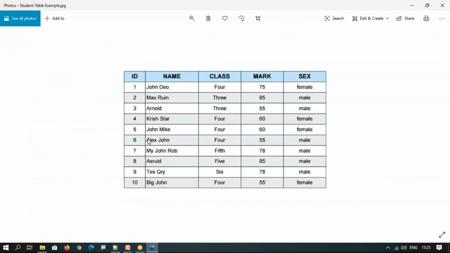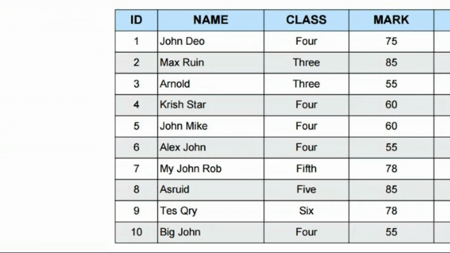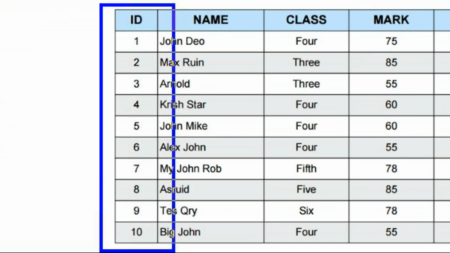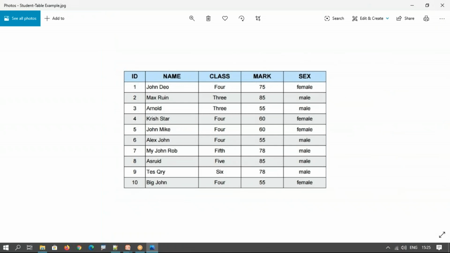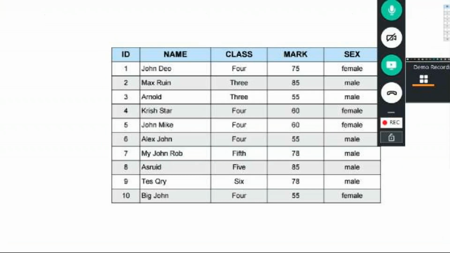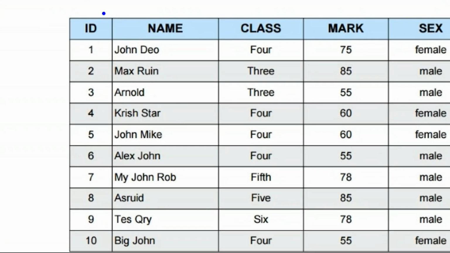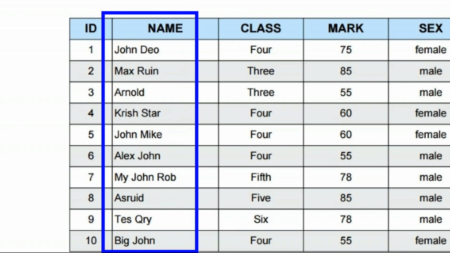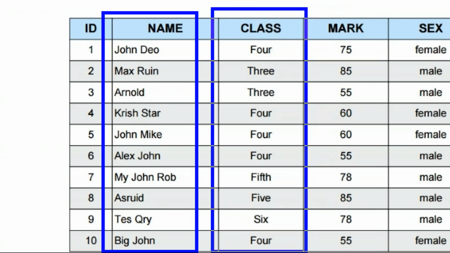For example, if you see here, you take all the IDs. So in total we have how many IDs here? 10 IDs. So this is called the domain ID. Similarly, if we take names, here we have 10 names: John, Max, Arnold, Krish, Alex, Tess, Big John. So this is called the domain of names. Similarly, this is the domain of class: ID, name, class, marks, gender.